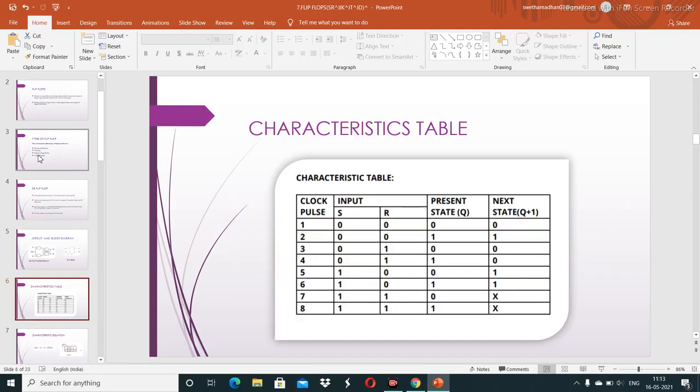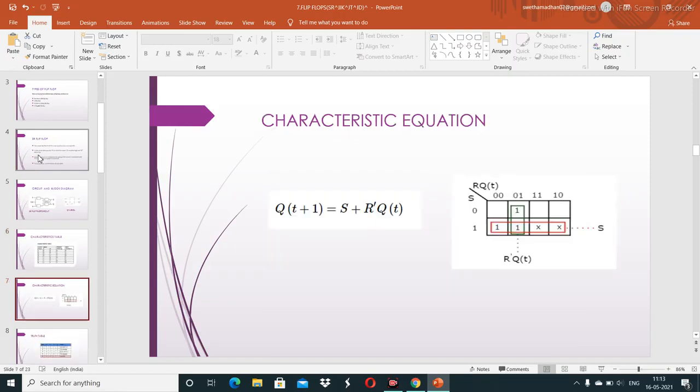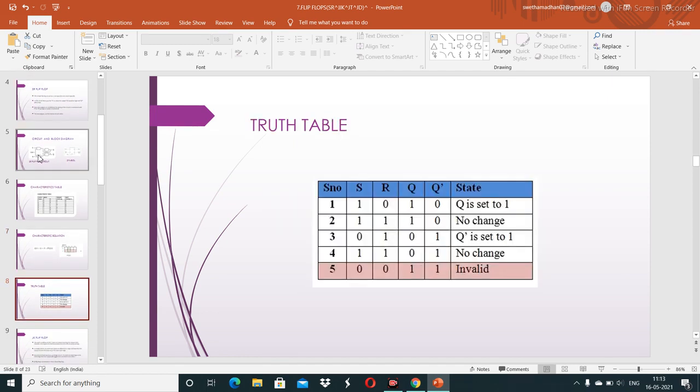This is the characteristic table of an SR flip-flop, which contains the clock pulse and S and R as inputs, and the present state and the next state as outputs. This is the characteristic equation of an SR flip-flop, which is Q(t+1) = S + R'Q(t). This is the truth table of an SR flip-flop.